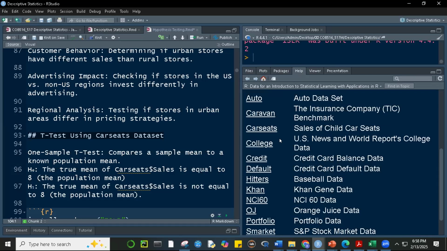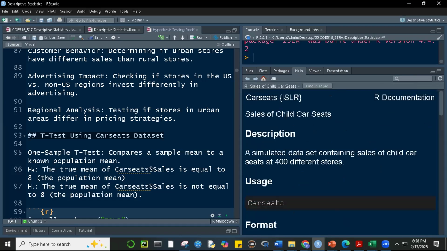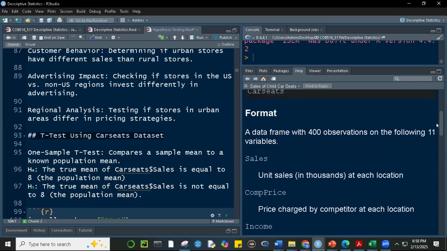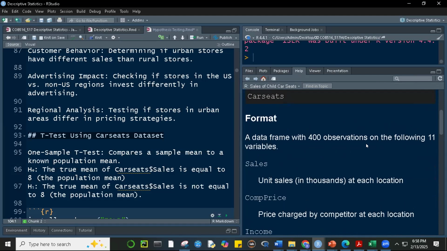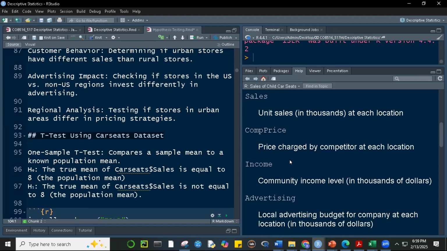Ito, car seats. If you click this, car seats. Okay. It will give us information about your data. So this is just a simulated data set containing sales of child car seats at 400 different stores. Okay. So these are the variables. It's a data frame, 400 observations, 11 variables. You have sales. This is sales in thousands at different locations. You have competitor price charged by the competitor at each location.